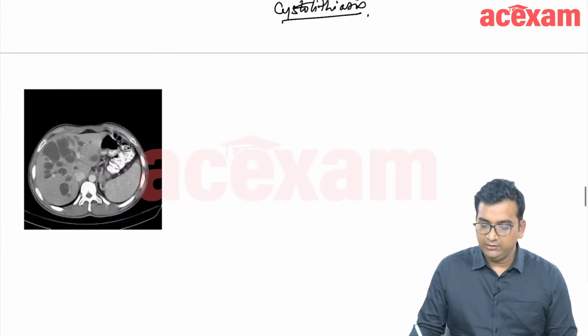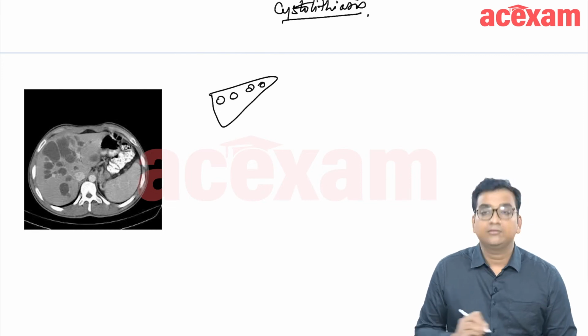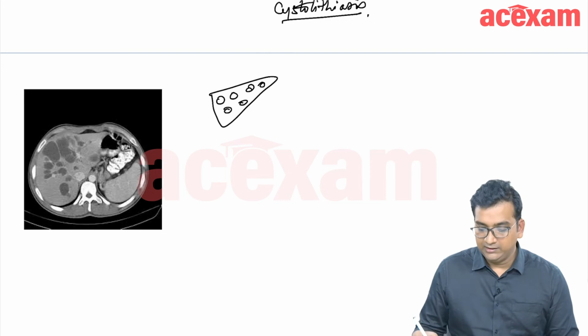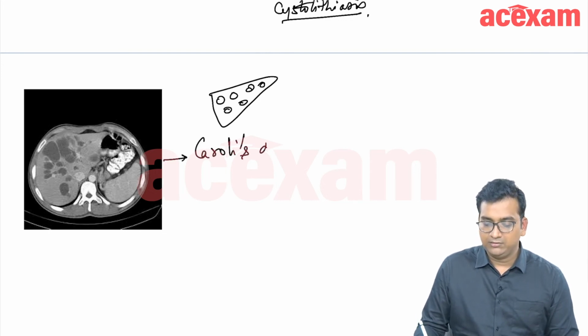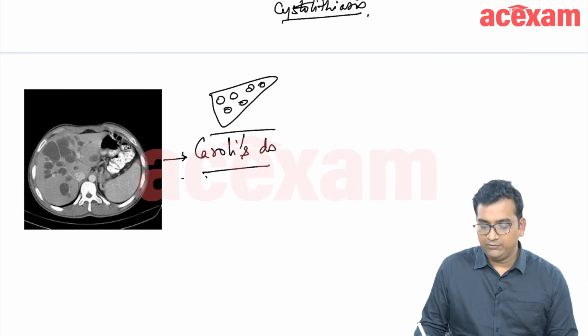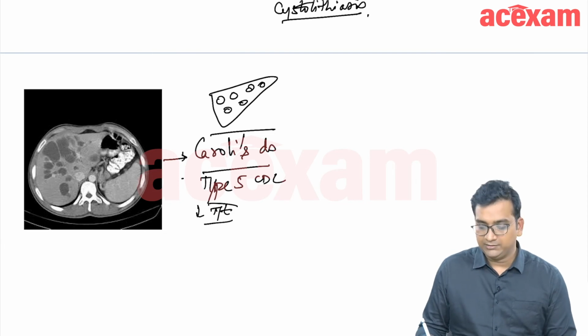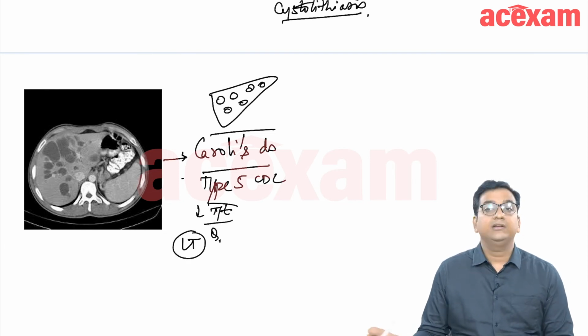Okay. Now, what is this? This is basically the intrahepatic dilatation of the bile duct, and this is Caroli's disease, or a type 5 of choledochal cyst. And what is the treatment? The treatment is liver transplantation. Okay, so this is very important, Caroli's disease.